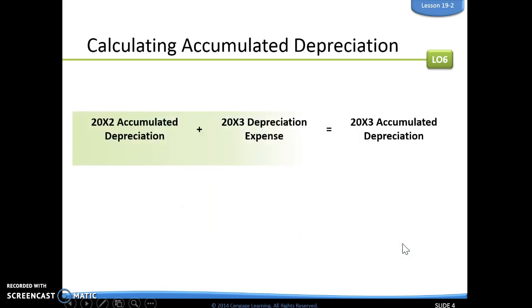Accumulated depreciation, that's where we're just adding up how much it has depreciated since we've owned it. So here we're looking at, remember, we see this is year 2 and year 3 depreciation expense. Year 2 means after year 1 and 2, they added it together to figure out how much it had depreciated. Okay, and now we're adding year 3 of depreciation to get the accumulated depreciation.